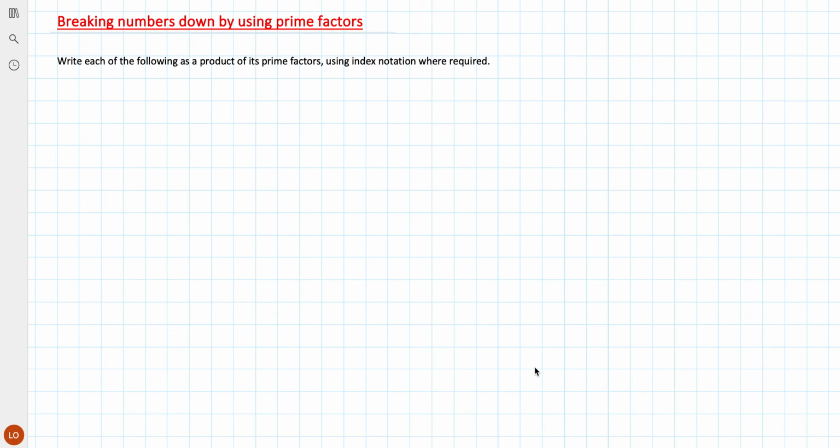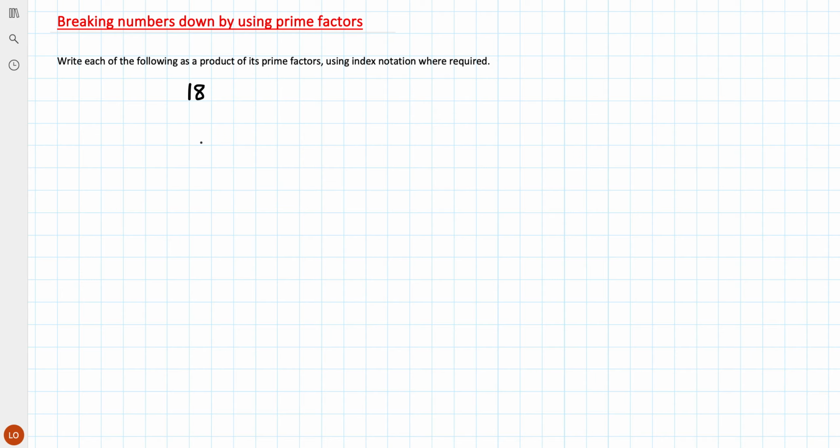To start our lesson on breaking numbers down by using prime factors. So let's get into it. Let's say that I'm being asked, so the instruction says, write each of the following as a product of its prime factors using index notation. So let's say that I'm asked to do that with number 18.